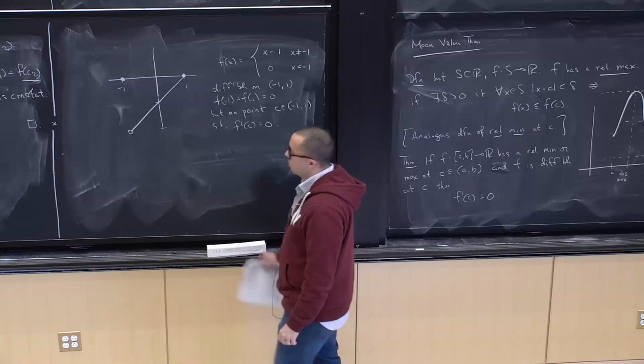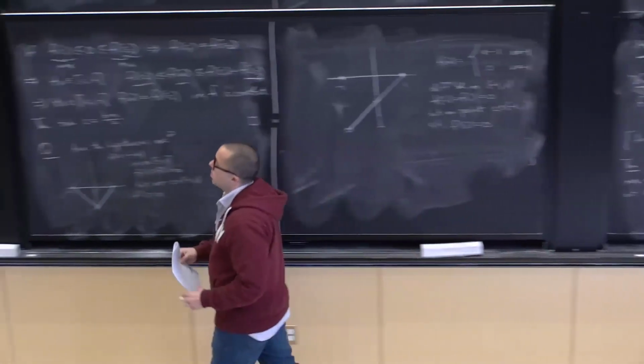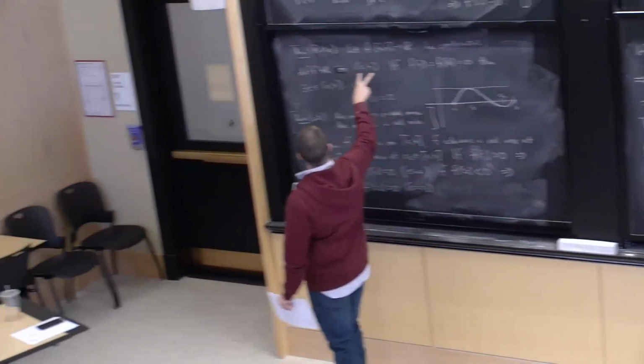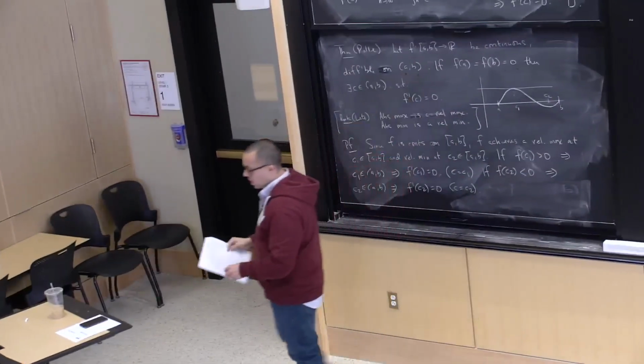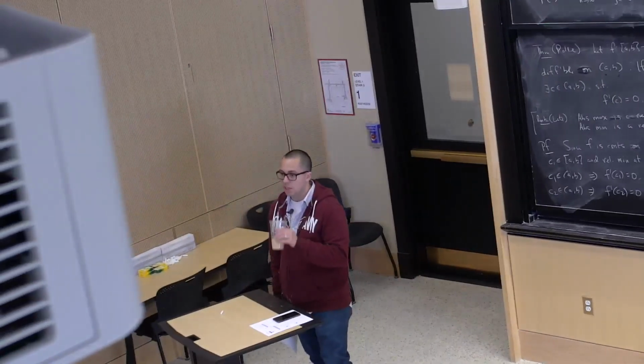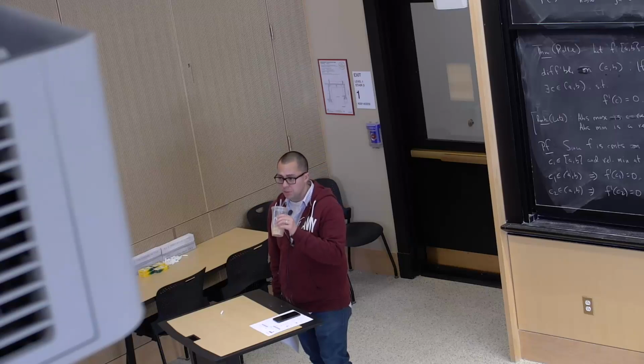All right? So both of these hypotheses, that f is continuous on the closed interval and differentiable on the open interval, are necessary for this theorem to be true. If you drop either of those hypotheses, then the theorem is false.